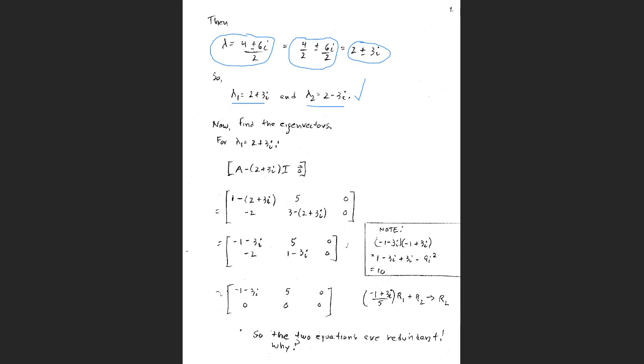Now we want to find the eigenvectors. So you know the procedure. You solve the augmented matrix A minus lambda I, where I is the 2 by 2 identity, with the zero vector.